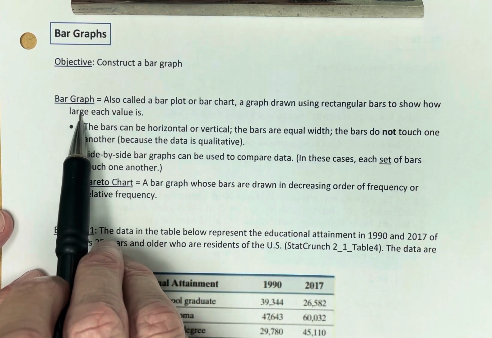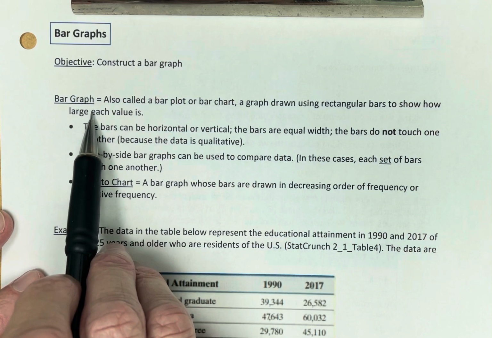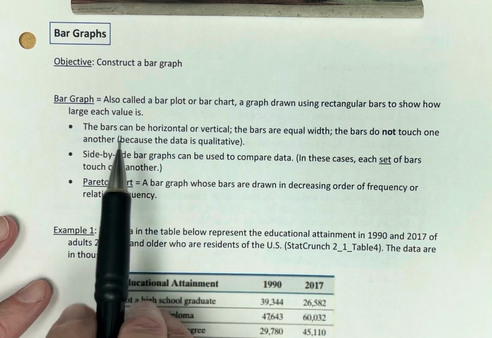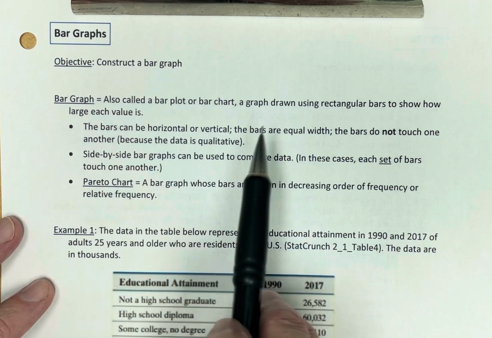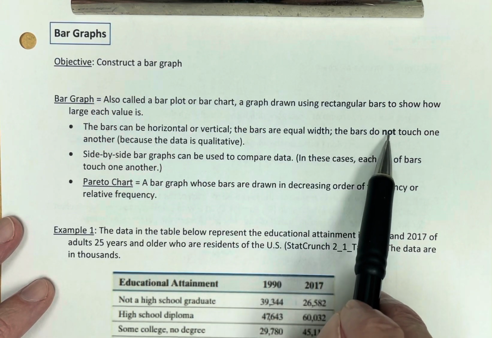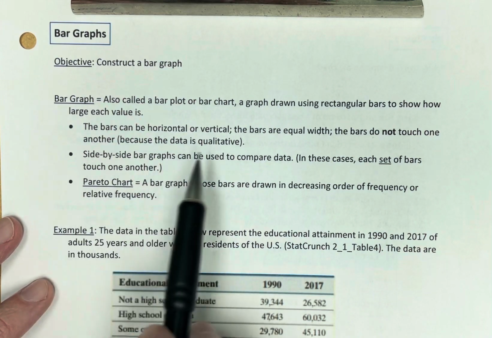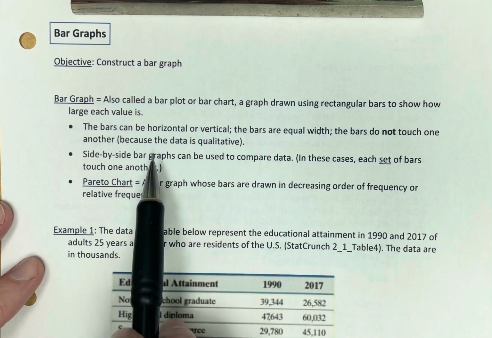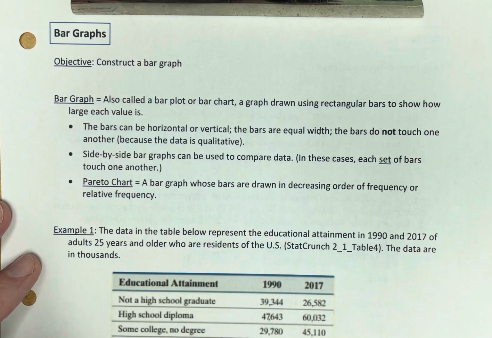And we can show how large based upon the frequency. We can also show how large based upon the relative frequency, which we saw in previous lectures. The bars can be horizontal or vertical. The bars are equal width, and the bars in a bar graph do not touch one another because the data is qualitative. For like in our previous video, wrist, back, etc. So these bars do not touch each other.